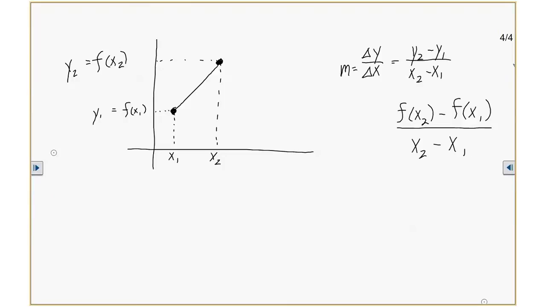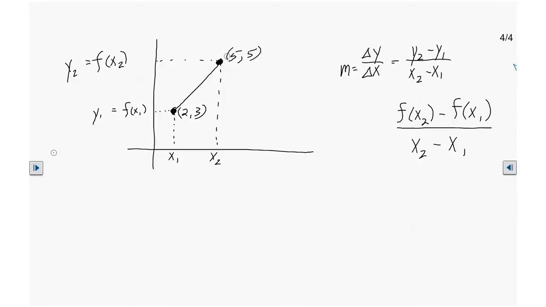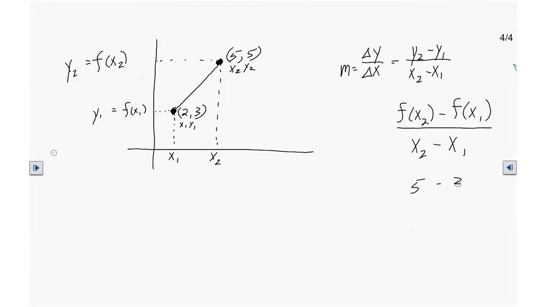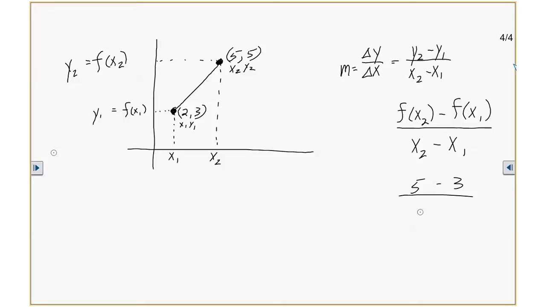Of course, as those were numbers, you just plug them in, right? Let's see, this is 2, 3, and this is 5, 5. We read from left to right. This is x sub 1, y sub 1. This is x sub 2, y sub 2. Take those numbers, plug them in. 5 minus 3 over 5 minus 2, which is equal to 2/3. Okay? So the slope is 2/3. Everybody remembers that from algebra.